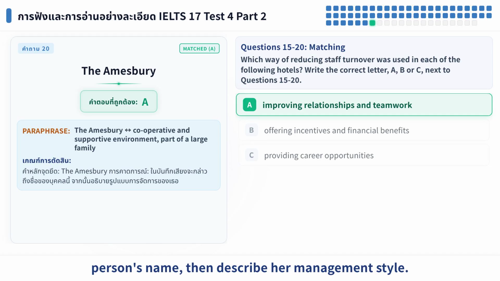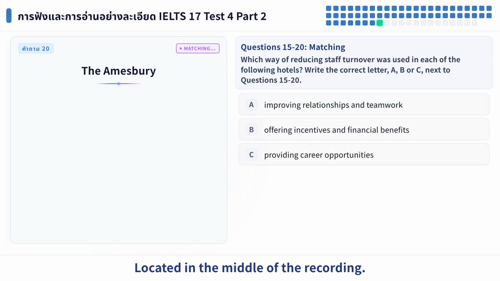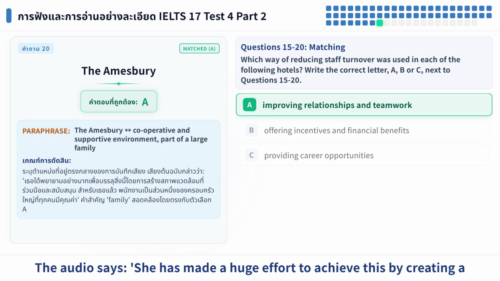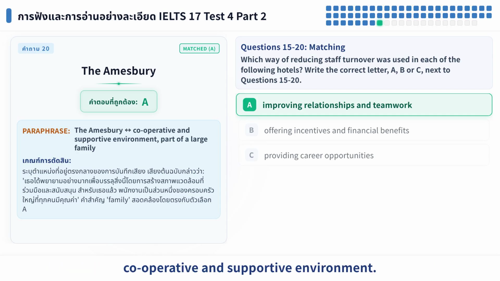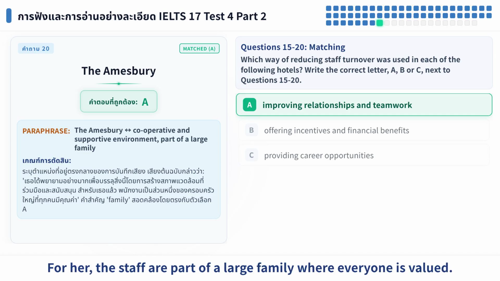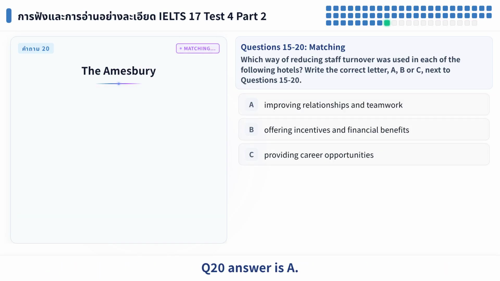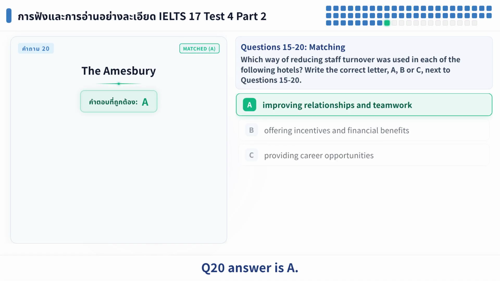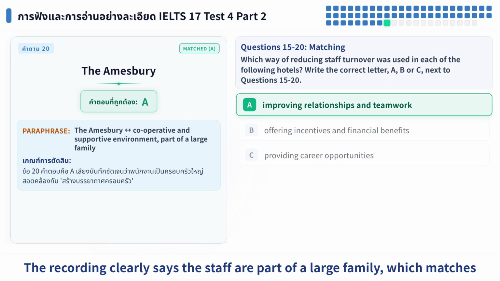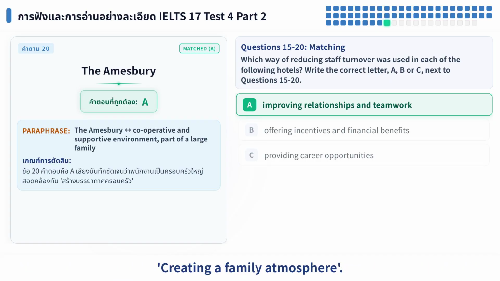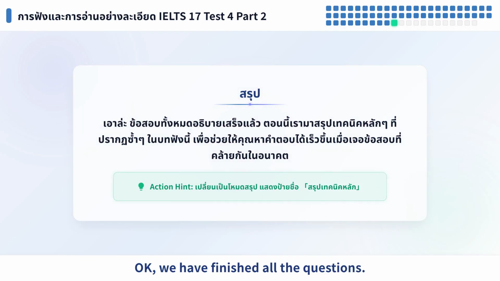Located in the middle of the recording, she has made a huge effort to achieve this by creating a cooperative and supportive environment. For her, the staff are part of a large family where everyone is valued. The keyword family directly matches option A. Q20 answer is A. The recording clearly says the staff are part of a large family, which matches creating a family atmosphere. Okay, we have finished all the questions.